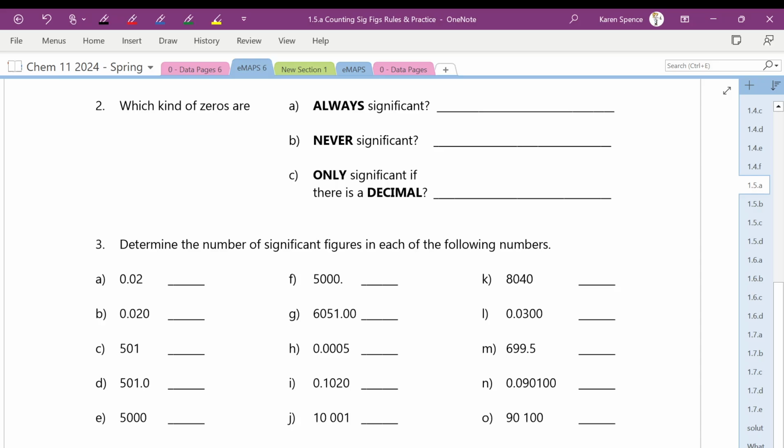Because when you're looking at zeros on the right, they are significant only if there's a decimal. So here there is a decimal, so we say yes decimal, yes, those are zeros on the right-hand side. These are also on the right-hand side of the number, but there is no decimal.